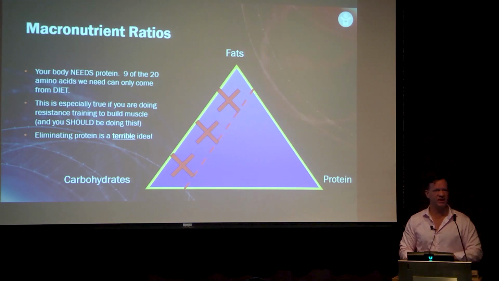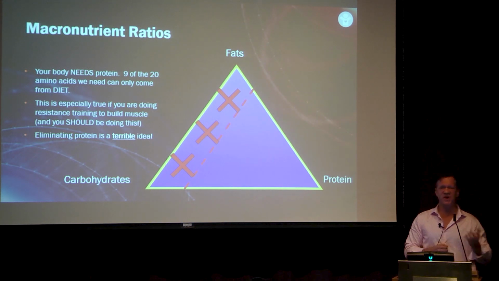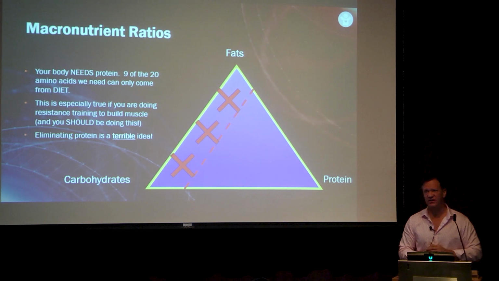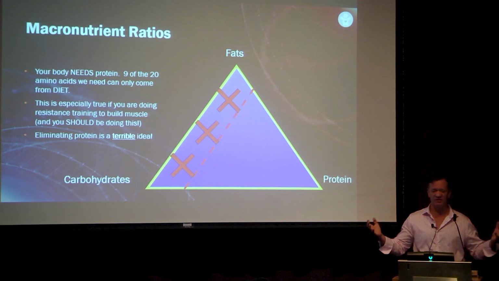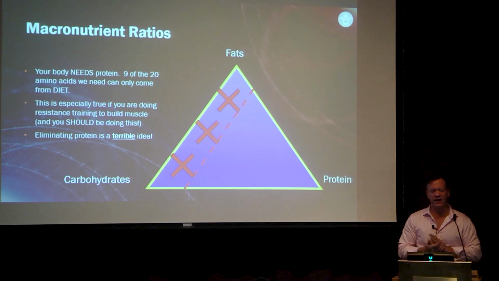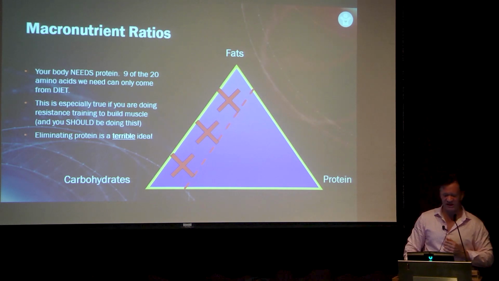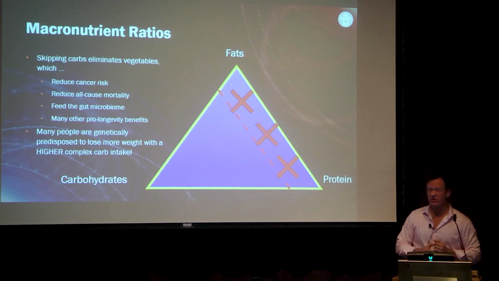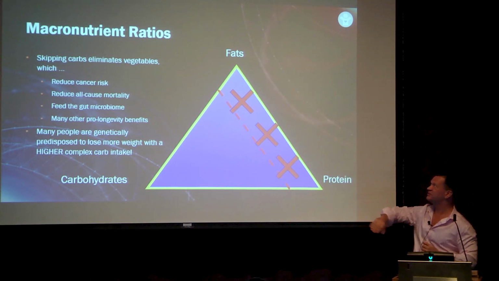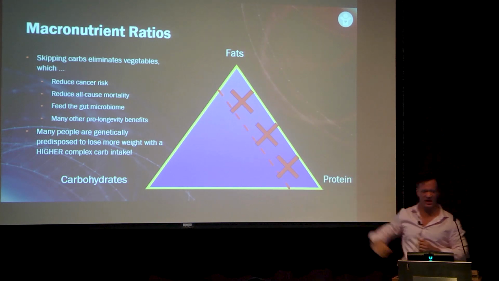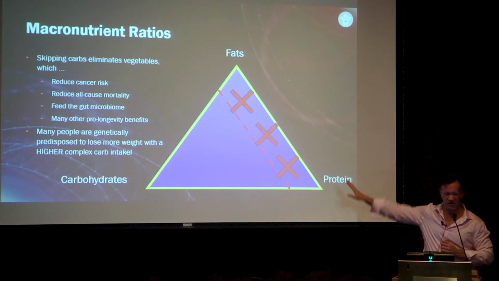Again, 9 of the 20 amino acids have to come from your diet. Several others your body has a very hard time making on its own. It's especially true if you're doing resistance training, right? If you're trying to add muscle, and honestly, everybody should be doing that, you need protein for that. So eliminating proteins is a terrible idea. So let's say we went to the other extreme, right? So anywhere along this line to the right, fats to protein.